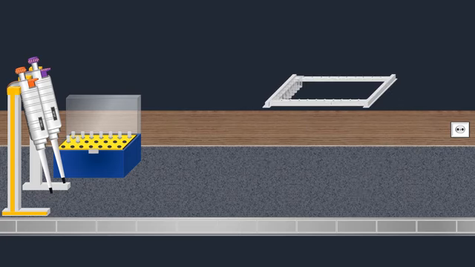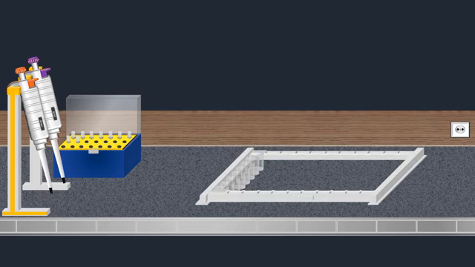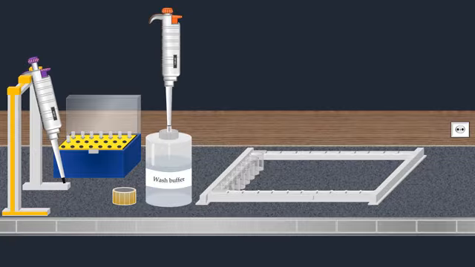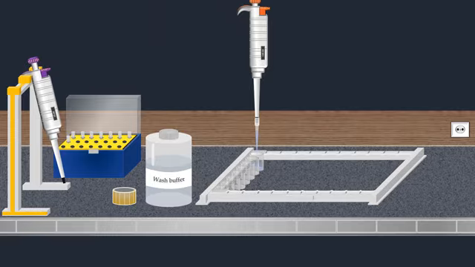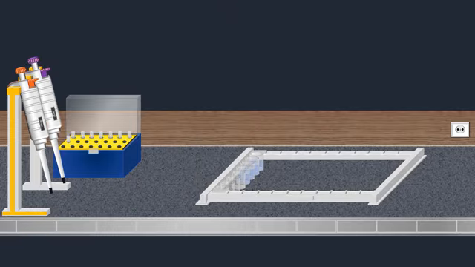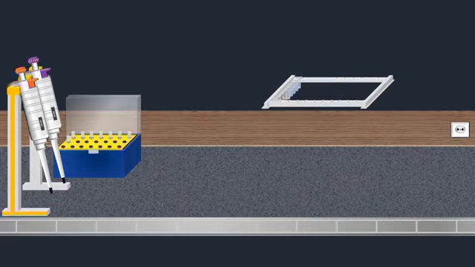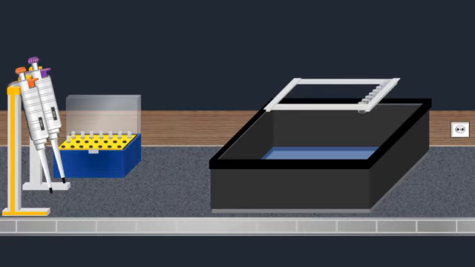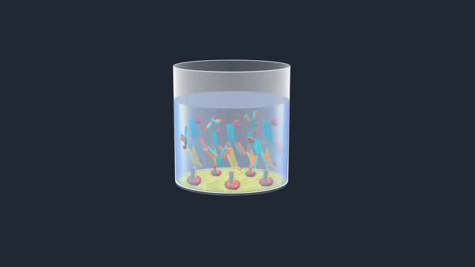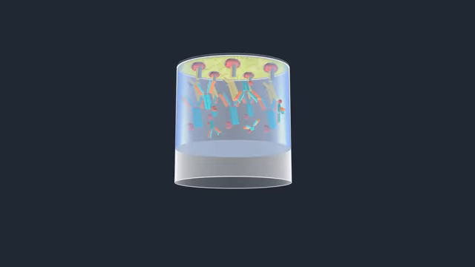After using the conjugated antibody, the next crucial step is to perform a final wash to remove any excess conjugated antibody. The wash buffer helps to wash away any remaining unbound conjugated antibody, leaving behind only the specific antibody-antigen complexes.